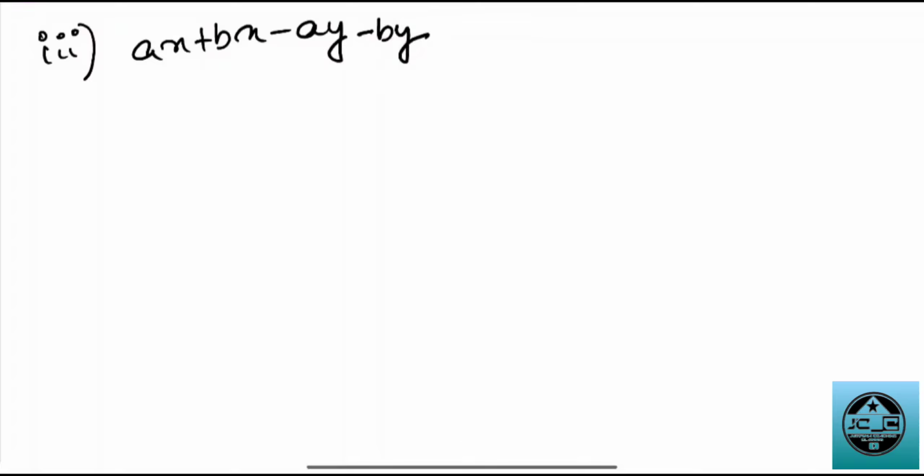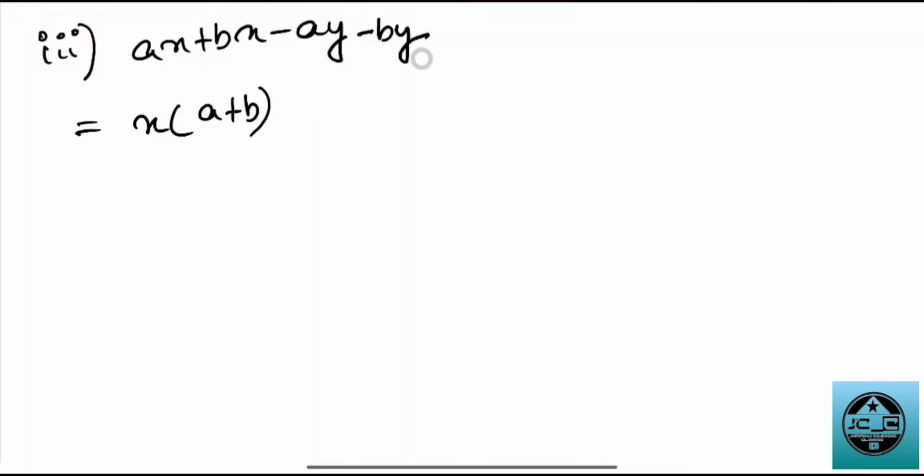The third one says ax plus bx minus ay minus by. Clear? Now can you tell me what else can I take common out of these? Taking x common, a plus b remains.